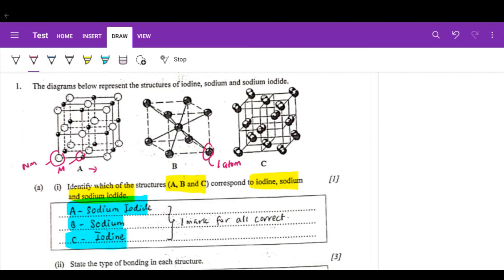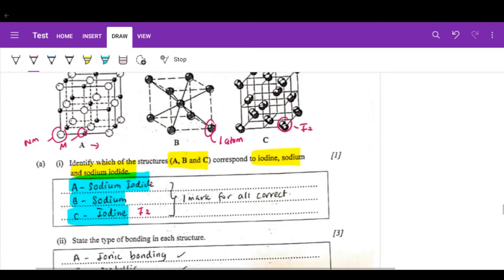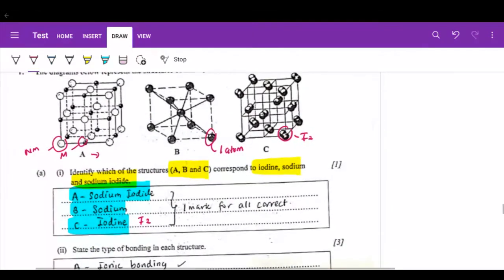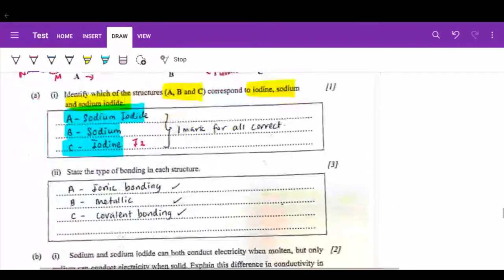Okay, why is C iodine? First, iodine is a diatomic molecule, and that is why the structure must consist of I2. So this is a covalent compound, and A is an ionic compound. Okay, if you get all the answers correct, you get 1 mark.